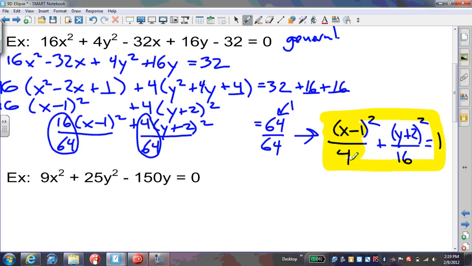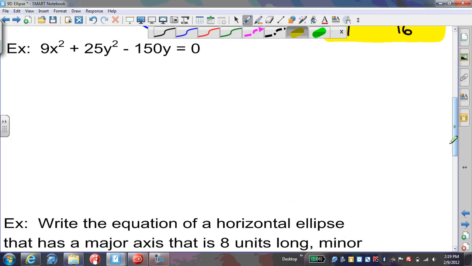We have an a value on the bottom and a b value. So this is a vertical ellipse because the bigger number is under the y. We have a 1 over here, which we want. That's your minor axis under the x, with a center of 1 comma negative 2. Let's take a look at another example here.